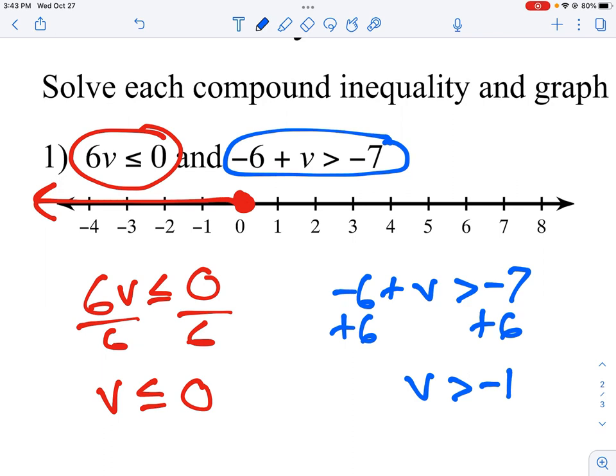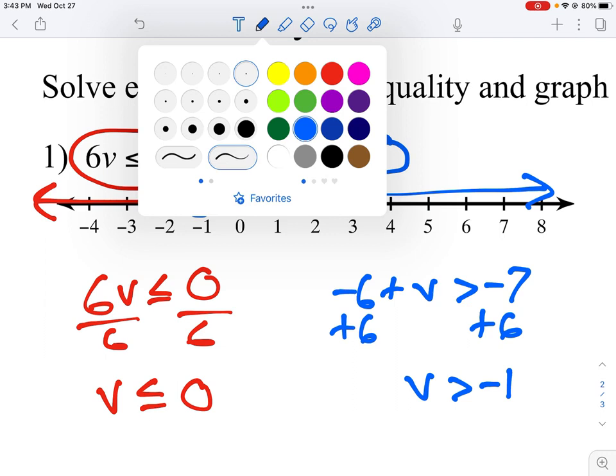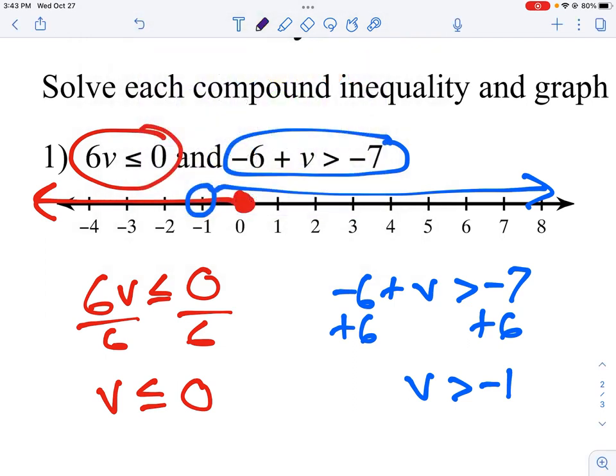And then this one is an open circle, and it's going this way. So this is an "and" problem, and they should overlap. They do overlap, which is a good thing. So since they overlap, we need to shade where they overlap. So your final answer is the open circle at -1, shading where they overlap, and it ends at 0.